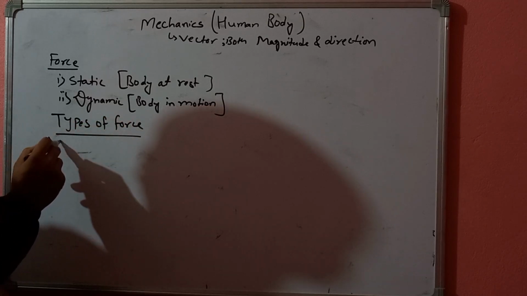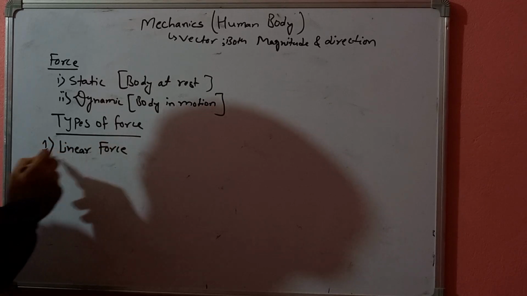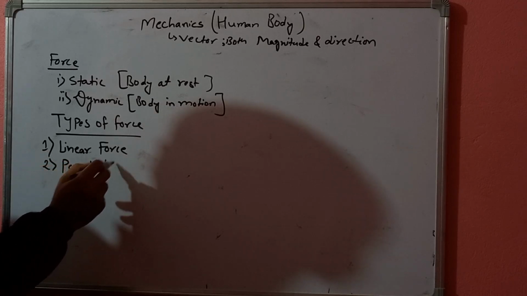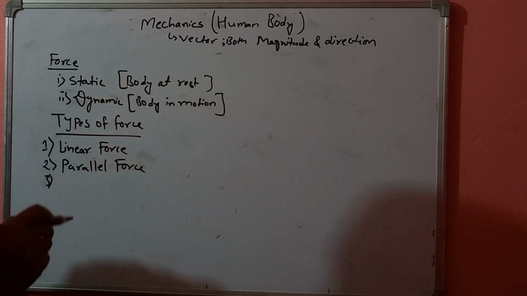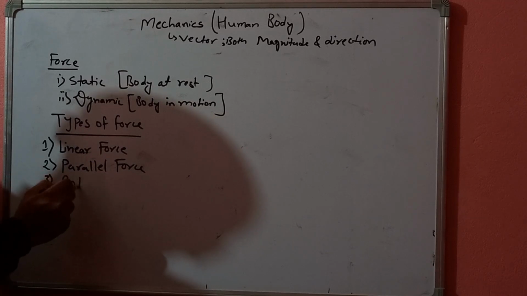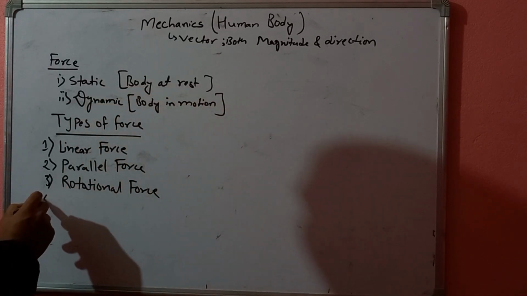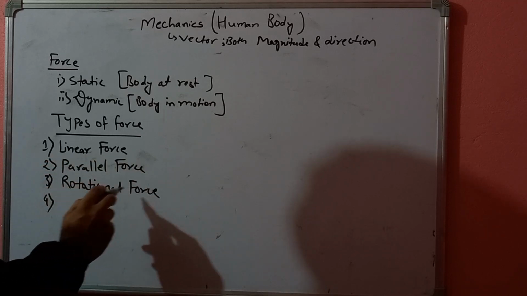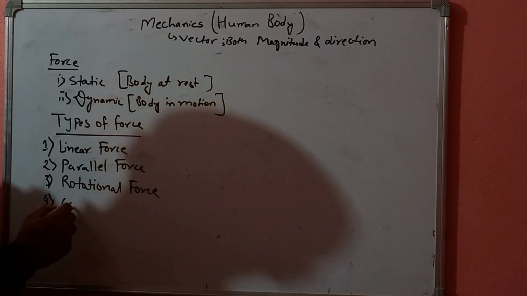First will be linear force. Second will be parallel force, right? Third will be rotational force. Fourth will be concurrent force. So: linear force, parallel force, rotational force, and the last one will be concurrent force.